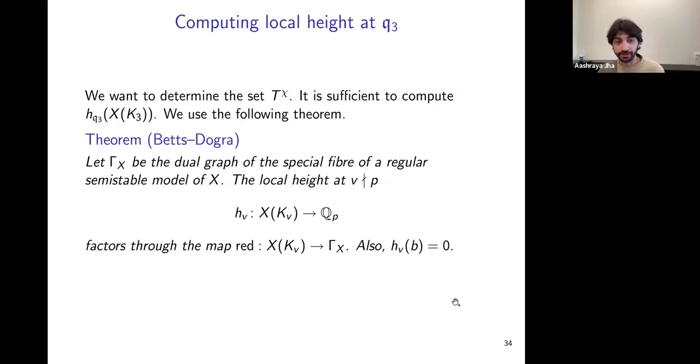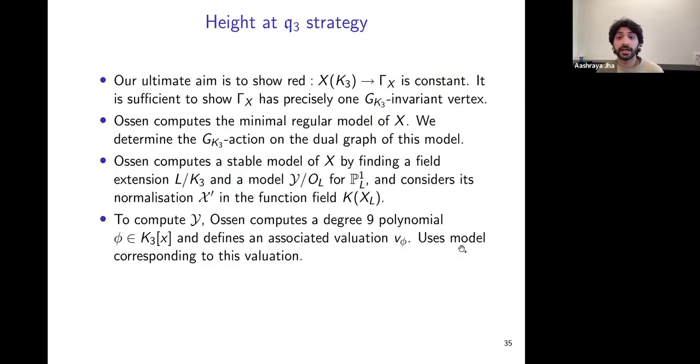Okay, so what do we need to do now? If I can show that this reduction map is constant, then my local height at the place above 3 will just be trivial. And it is actually sufficient to show that gamma X has precisely one Galois covariant vertex. The curve comes from a K3 thing, so it has a natural Galois action. And Ole Sen computes a minimal regular model of this curve, and we determine the Galois action on the dual graph of this model.